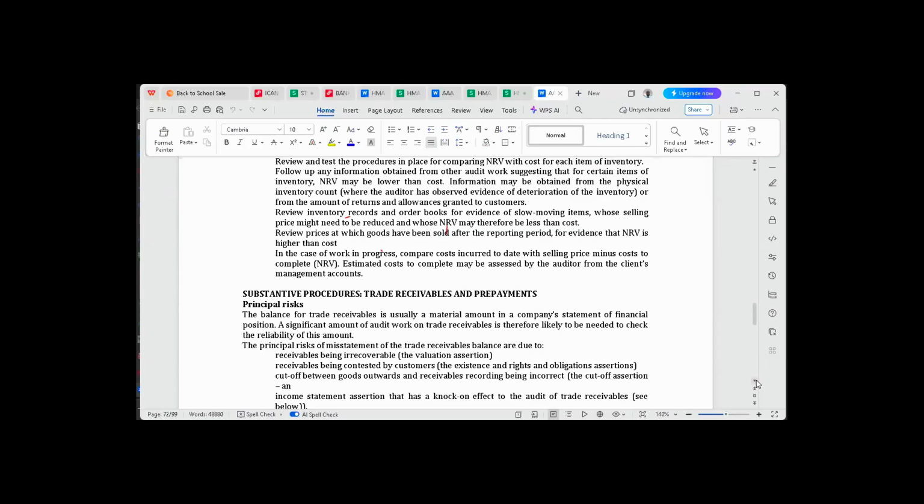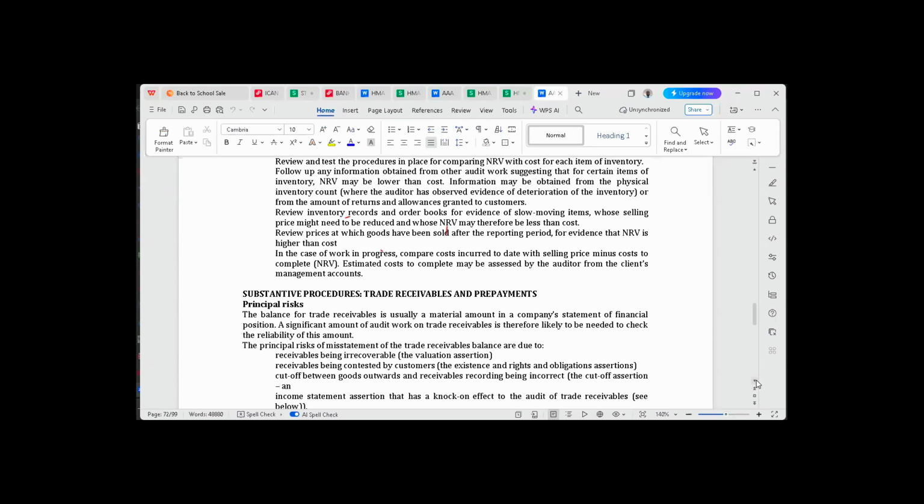Okay. Now, number one, sometimes the receivable can become what? Irrecoverable. It turns to what? Bad debt. What is bad debt? Receivables that cannot be collected any longer. We call it bad debt.